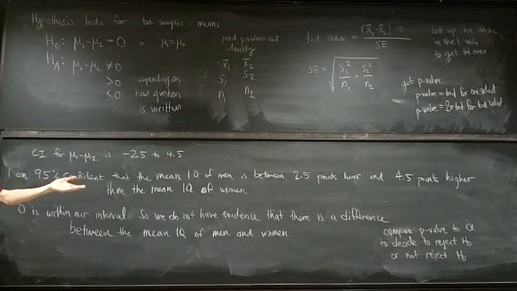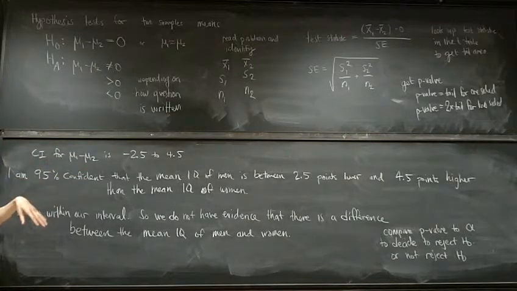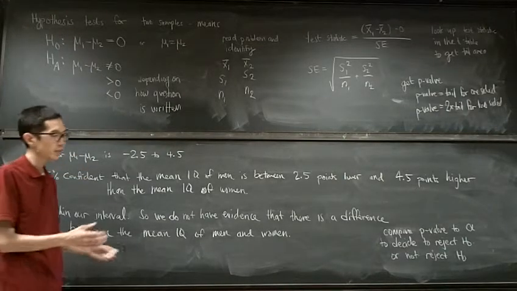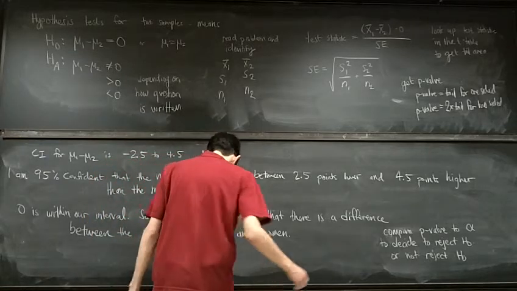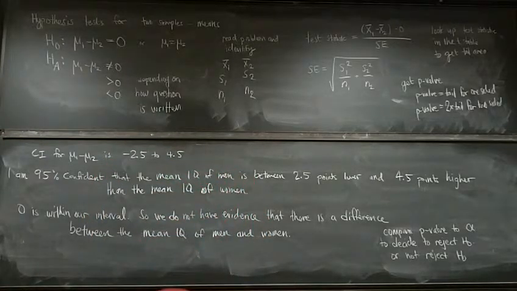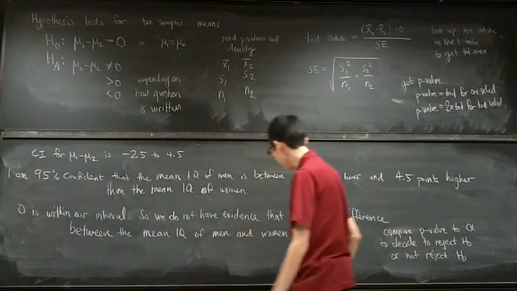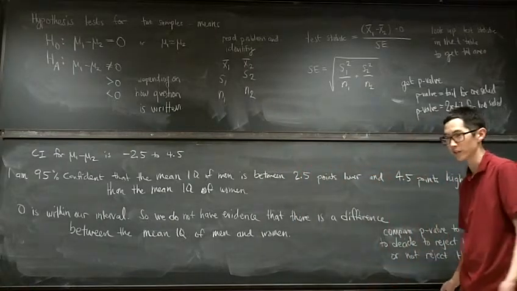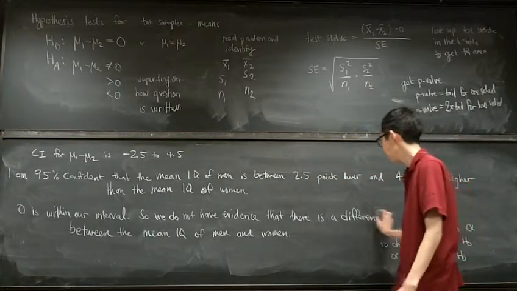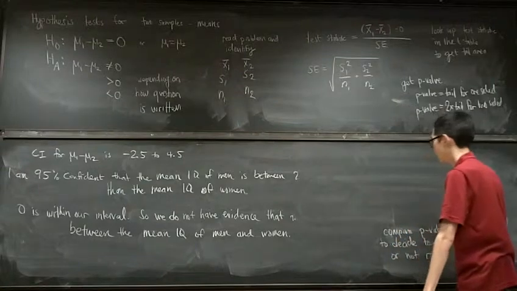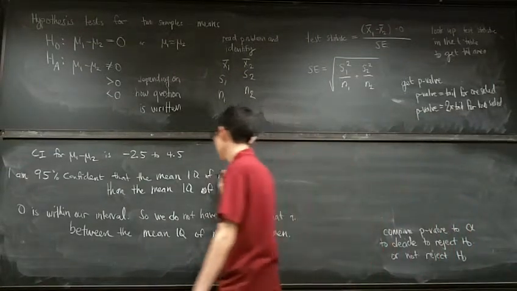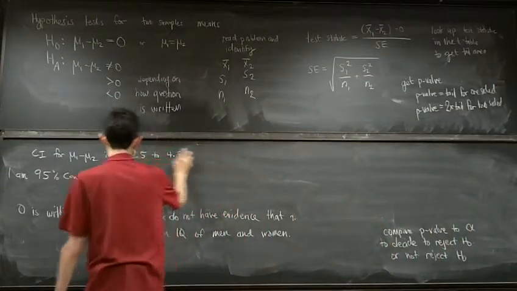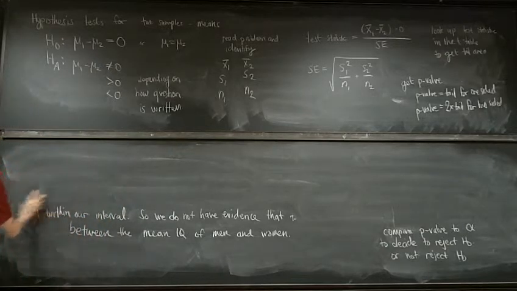You've either rejected the null or you haven't rejected the null. You either have evidence to say that the null is wrong, or you don't have evidence to say that the null is wrong. We would never say we have evidence to prove the null is true. That's just not how we set up our problems.